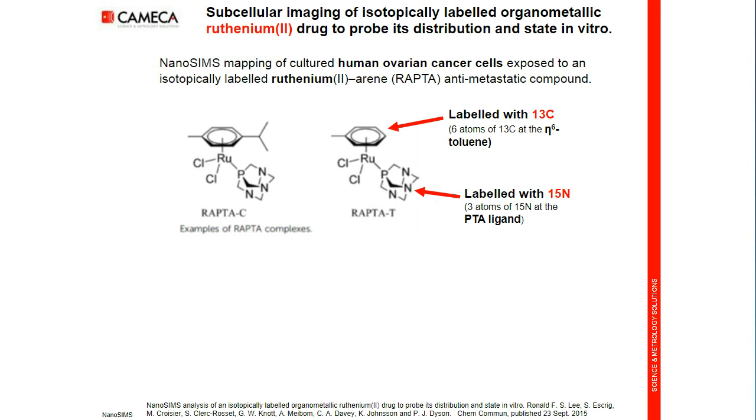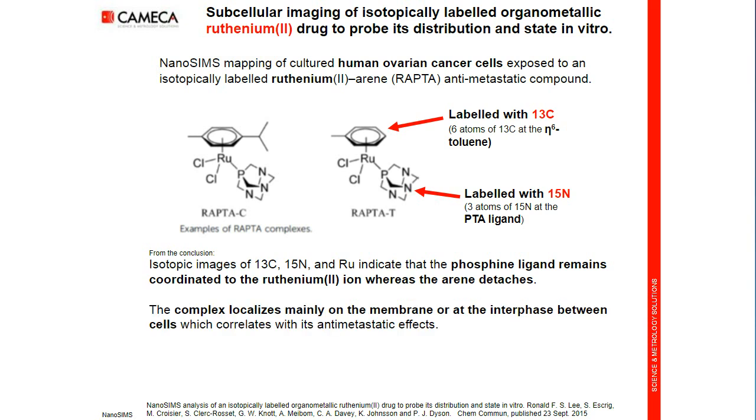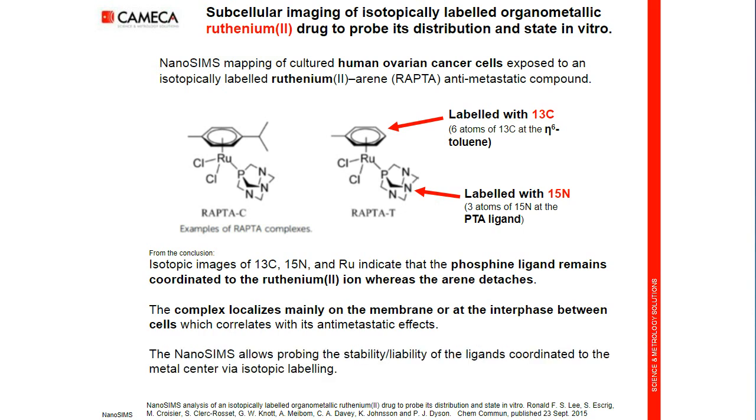Let's directly jump to some of the conclusions of this article. In this conclusion, first, the phosphine ligand remains coordinated to the ruthenium ion, whereas the arene detaches. And the complex localizes mainly on the cell membrane or at the interface between cells. And the main output concerning the NanoSIMS usefulness here is that the stability, lability of the ligands coordinated to the metal center can be probed through isotopic labeling. So let's now see the measurements leading to these conclusions.